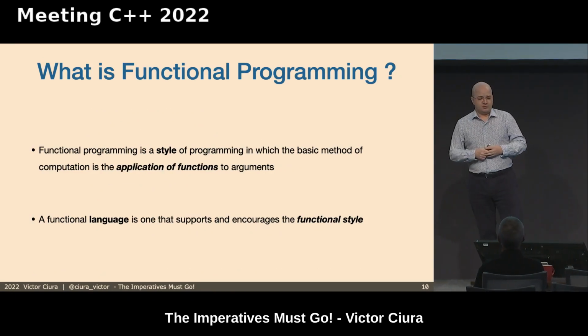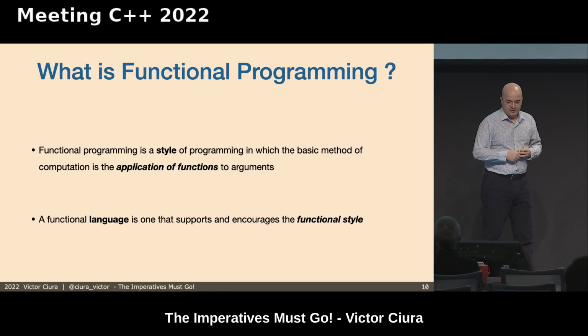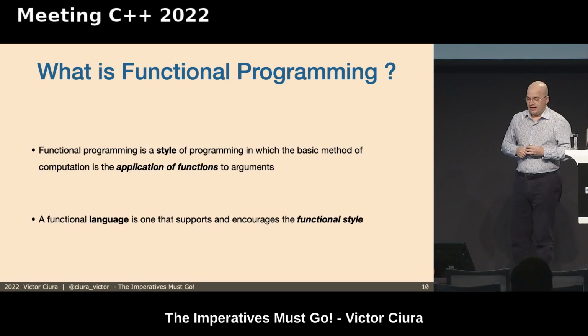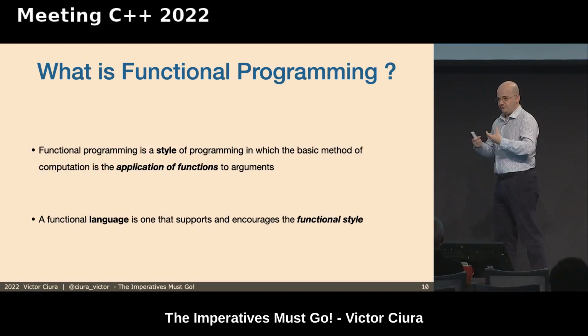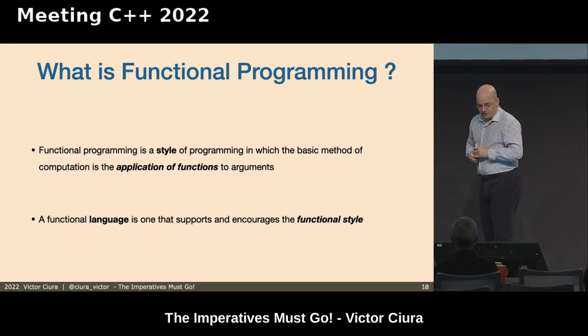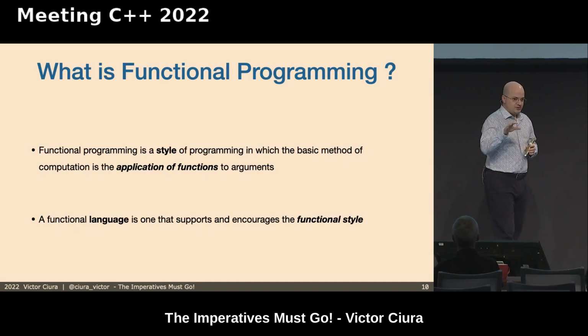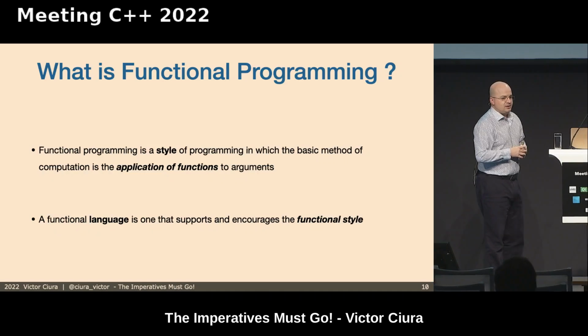So what is functional programming? Functional programming is a style of programming in which the basic method of computation is function application to arguments and transformations of data. And a functional language is one that supports and encourages a functional style. And I'm going to stress that a bit in this presentation.